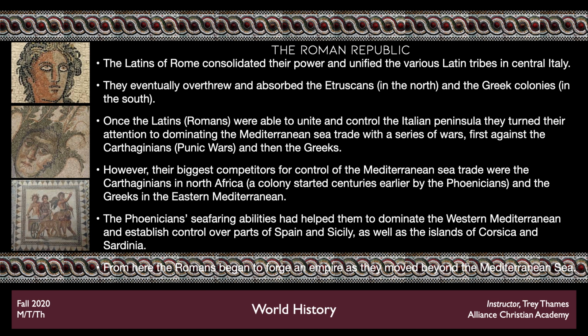And then once these Latins, or now Romans, are able to unite and control the Italian peninsula, they're going to turn their attention to dominating the western portion of the Mediterranean Sea with a series of wars, first against the Carthaginians, what we call the Punic Wars, and then they're going to move their attention east to the Greeks. Their biggest competitor, however, was the Carthaginians, and that was who they needed to deal with first. So they're going to engage in a series of wars from about 246 to 146 BC.